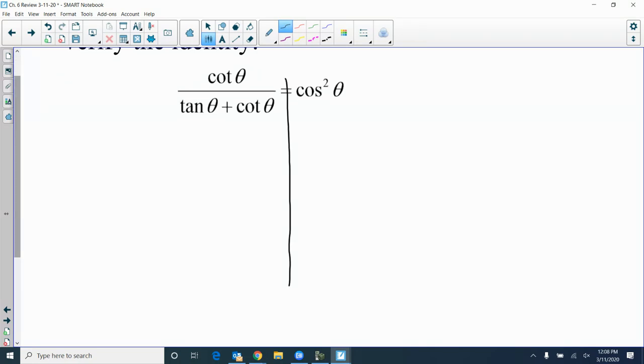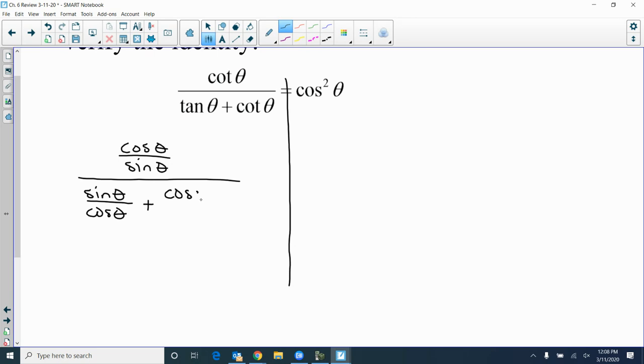So cotangent of theta is cosine over sine. Tangent, sine of theta over cosine. Plus cosine over sine. All right, what do we have to do with the denominator now? Common denominator. We're gonna add those two together, so we get a common denominator.